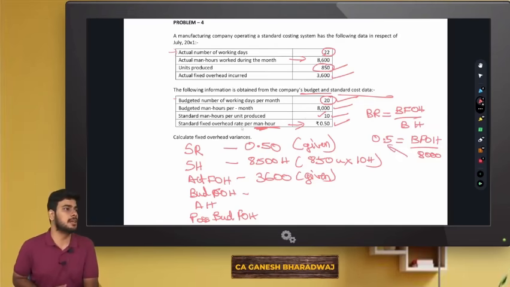Budgeted fixed overheads is 8,000 into 0.5. What's the big deal? They will not spoon feed everything. It's a CA exam. A 10-mark question, will they simply give it like this? What's the problem, guys? It's direct, no? You need to think a little, that's all.